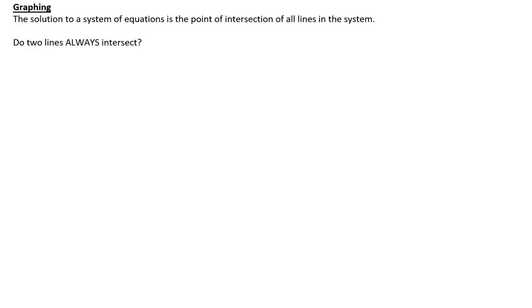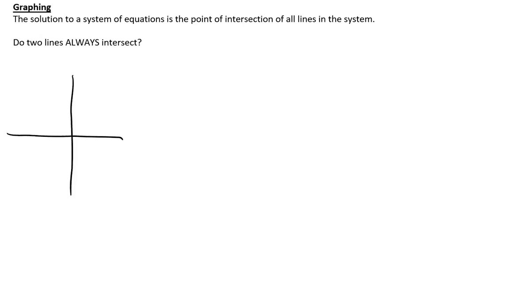First, let's talk about systems of equations in general. So a solution to a system of equations is really just the point where two lines are intersecting. But do two lines always have to intersect? Well, sometimes they do, and sometimes they don't. So let's talk about the different cases we could have.